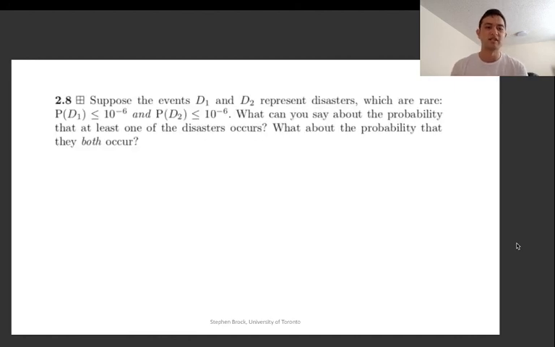All right, so question 8. Suppose events D1 and D2 represent disasters, which are rare. Probability of D1 is less than or equal to 10 to the negative 6. Probability of D2 is less than or equal to 10 to the negative 6. What can you say about the probability that at least one of the disasters occurs? What about the probability that they both occur?